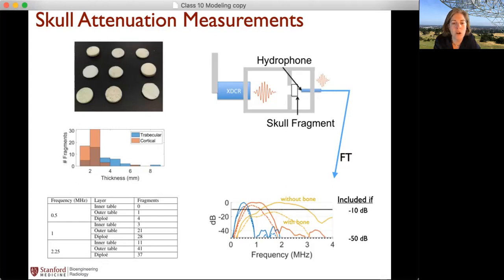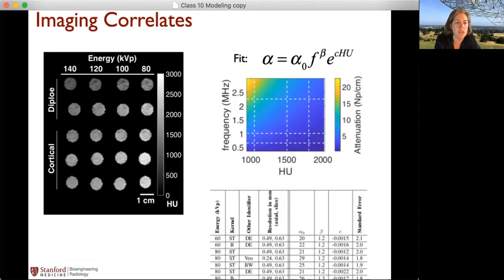So then we said, okay, these are all our measurements. We're going to include all the measurements where the without-bone signal was within 10 dB of the peak, and the with-bone signal was within 50 dB of the peak. And so out here, for example, we did not include this because the without-bone signal was below that threshold. So that was our inclusion criteria.